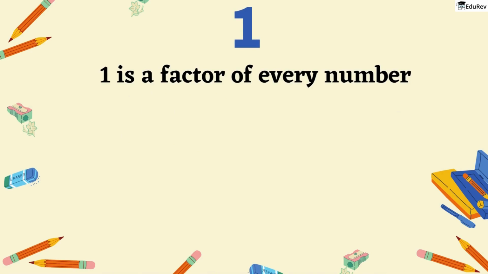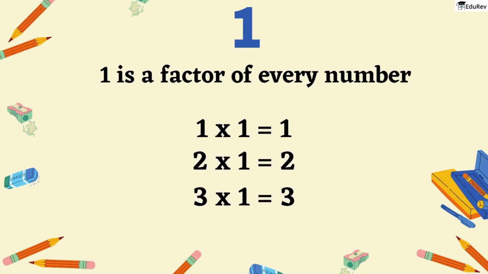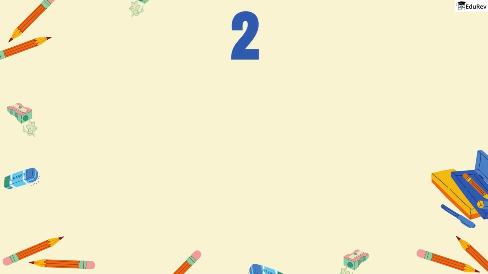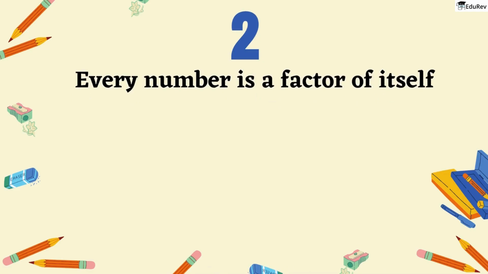See students, from childhood, we have learned the tables, and you see that in every table we start with 1. 1 multiplied by 1, 2 multiplied by 1, 3 multiplied by 1, and so on. So, 1 is a factor of every number. Second is, every number is a factor of itself.